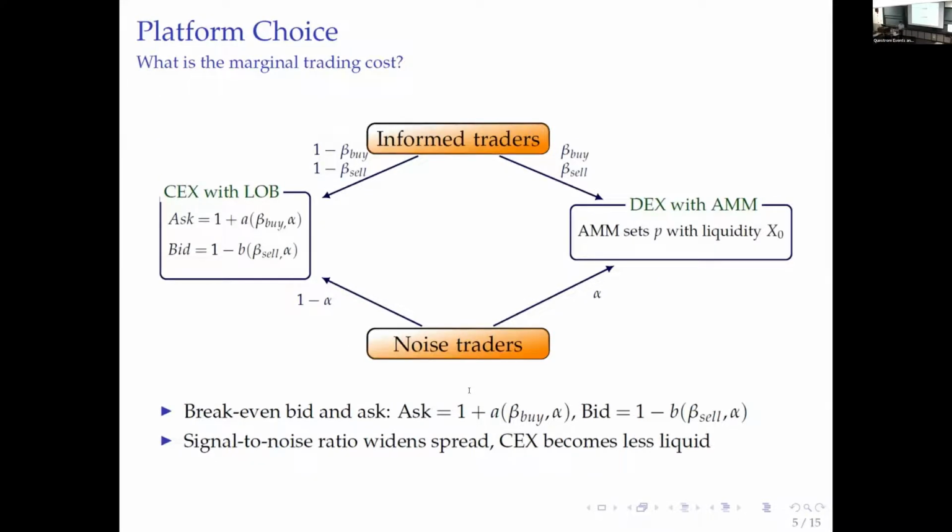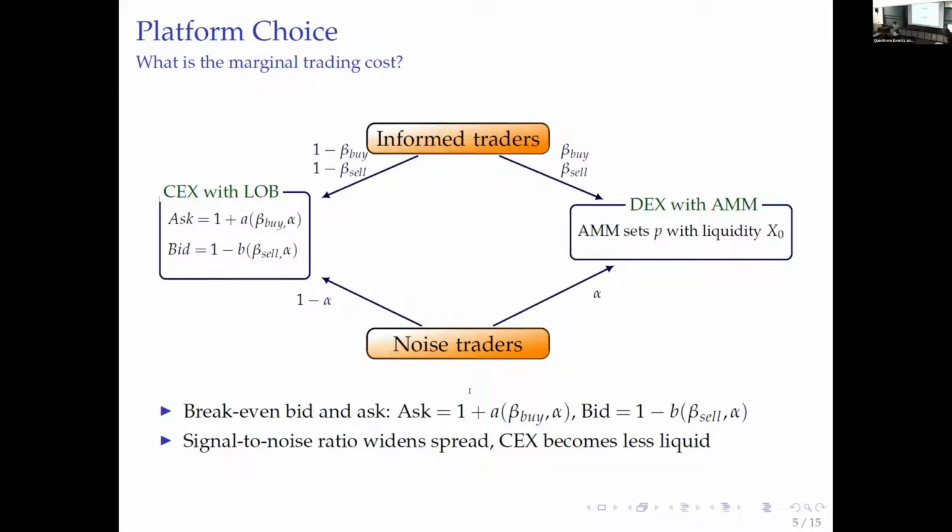Okay, so here is a schematic view. Informed traders and noise traders are going to be differentiated between the limit order market and the automated market. And on the limit order market, this structure is actually the same as the traditional Glosten-Milgrom type argument. So the market maker is going to post a positive break-even bid-ask spread, and we know that the bid price and ask price are going to be a function of how much informed traders are trading compared to the noise traders, the signal to noise ratio. Okay, and if the adverse selection gets worse, then the market maker is going to charge a wider bid-ask spread, making the CEX less liquid. Okay, it's a standard Glosten-Milgrom type argument.